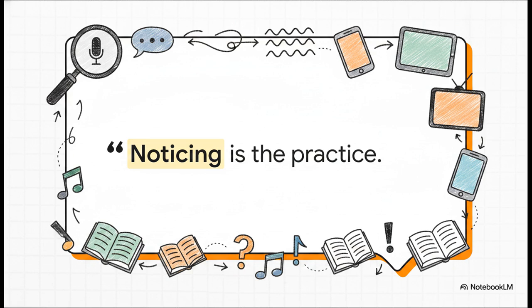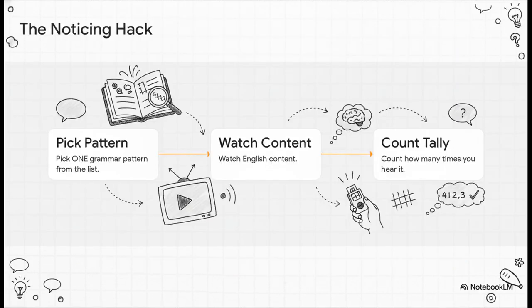You can toss out the heavy homework and simply start noticing the language in the media you already consume. Here is how it works. It's a super simple, actionable 3-step process. Step 1. Pick one single grammar pattern from our explainer today. Just one. Step 2. Watch some English content, a TV show, a YouTube video, a movie, whatever you like. Step 3. Count how many times you hear that specific pattern in the first 5 minutes.